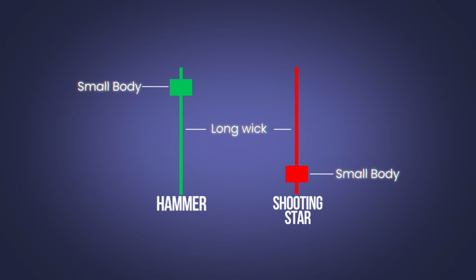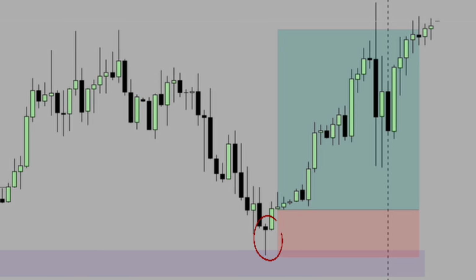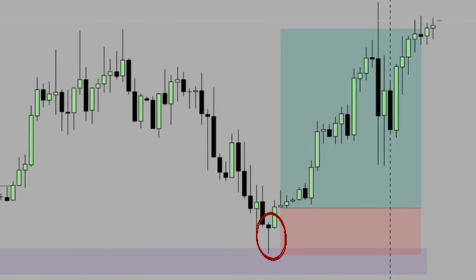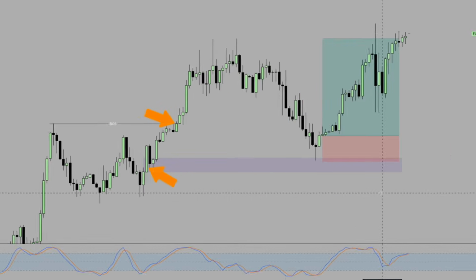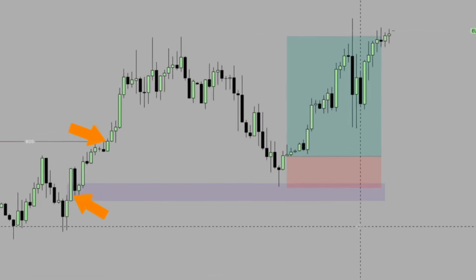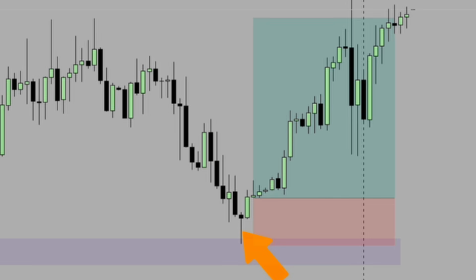But again, I'm not looking for it just anywhere. I want to see it form right after a liquidity sweep at a key supply or demand zone, and ideally after a confirmed break of structure. When this happens, it is not just a candle. It's the market screaming, we have trapped traders. Now we are moving the other way.